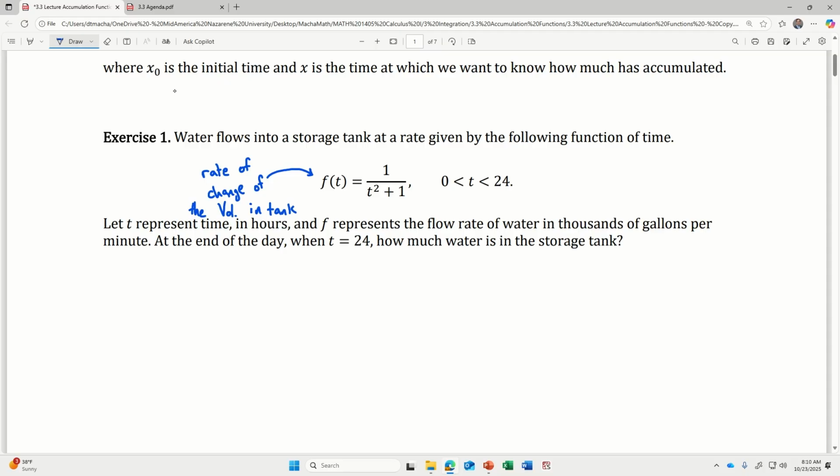So the question says, if t represents time in hours and f represents the flow rate of water, at the end of the day, how much water is in the storage tank? So to answer this question, I'm going to set up an integral. What's my lower bound? 0. What's my upper bound? 24. And then the integrand is going to be my rate of change.